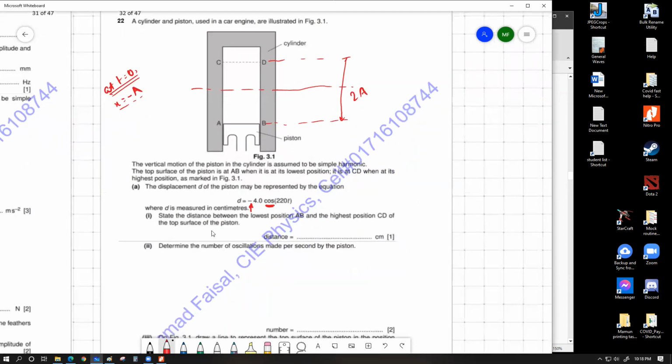The question says further, state the distance between the lowest position AB and the highest position CD of the top surface of the piston. So if we have a look over here, this equation is actually d equals minus a cos omega t. So this 4.0 measured in centimeter should be our amplitude. So in this case, a equals 4.0 centimeter. So between AB and CD, this should be exactly 8.0 centimeter.